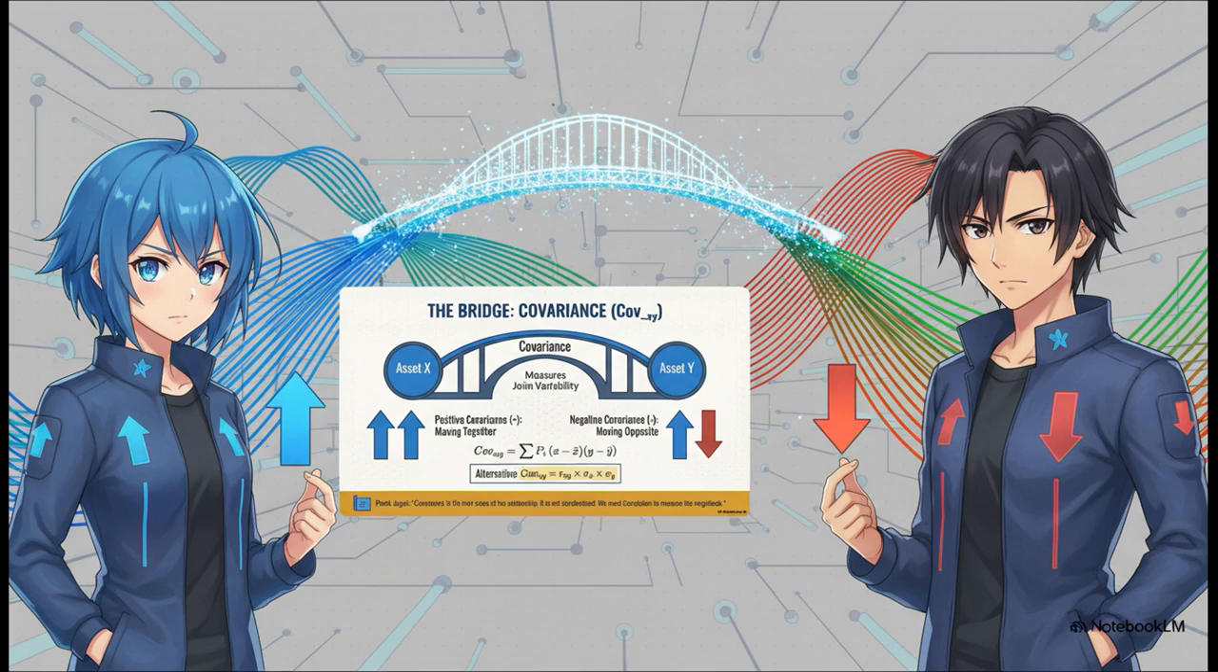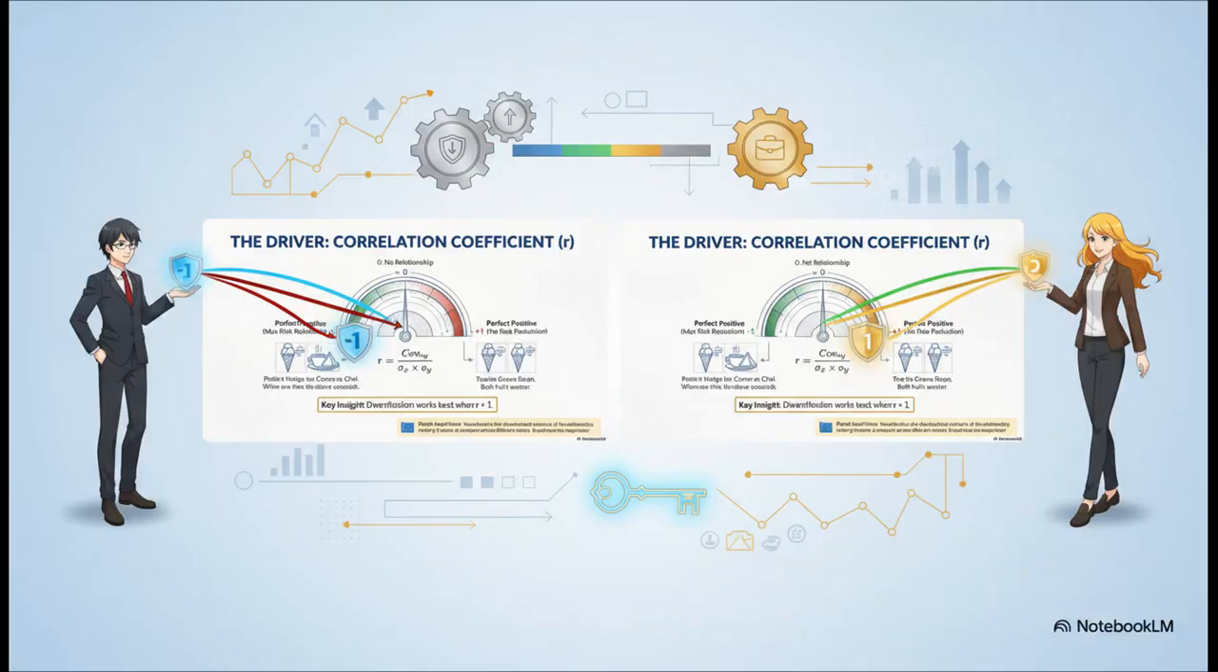If it's positive, they tend to move in the same direction. One goes up, the other tends to go up. If it's negative, they tend to move in opposite directions. It's the raw score of how they dance together. Now, covariance is useful, but the numbers can be kind of all over the place and hard to interpret. So we do something really smart.